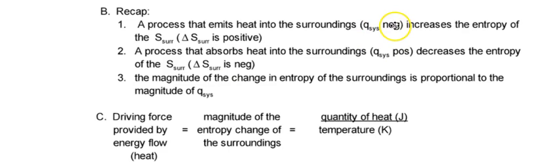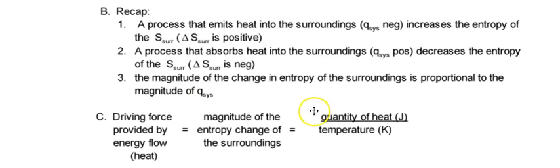So if it is exothermic, where Q is negative, delta S of the surroundings is positive. The opposite is true. If it's endothermic, so that Q is positive, you end up with a negative delta S. That is really important to understand, that the signs are opposite. Don't forget your negatives. All right, we've seen that before. Then it says the magnitude of the change of entropy is proportional to the magnitude of Q.